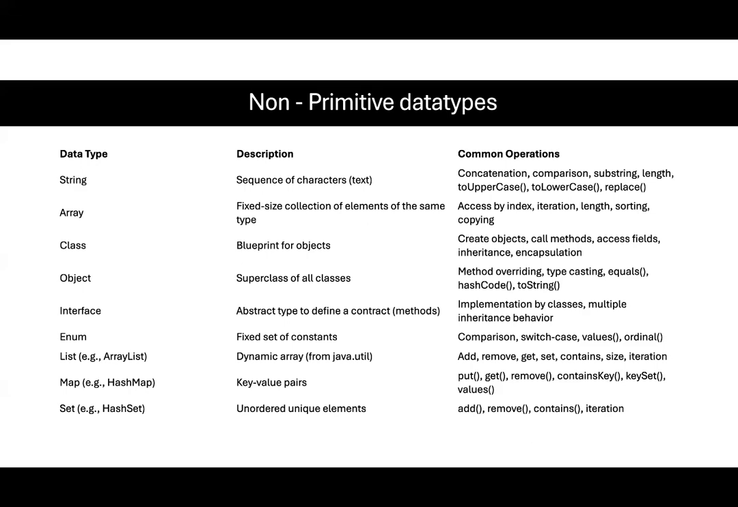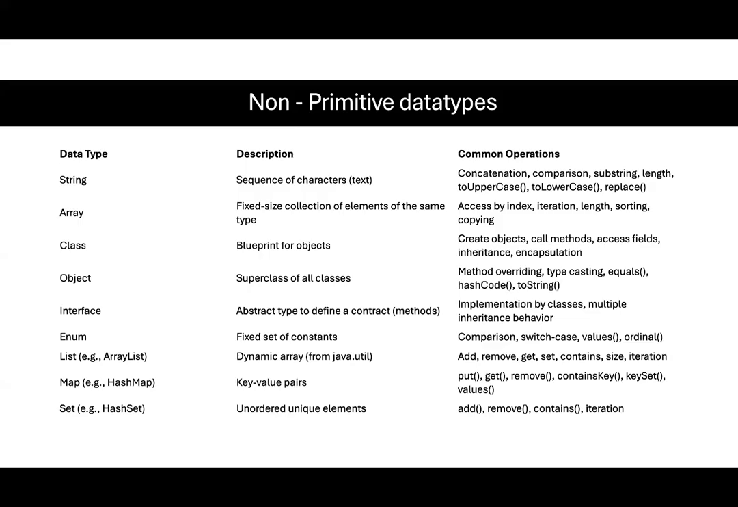Then we have the interface. In an interface, all the methods are abstract methods. They have the declaration but don't have the definition. It's an abstract type to define a contract of methods, implemented by classes, so we implement the interface. Multiple inheritance behavior can be achieved with interfaces. Then we have the enum, which is a fixed set of constants. We do operations like comparison, switch case, value, and ordinal.